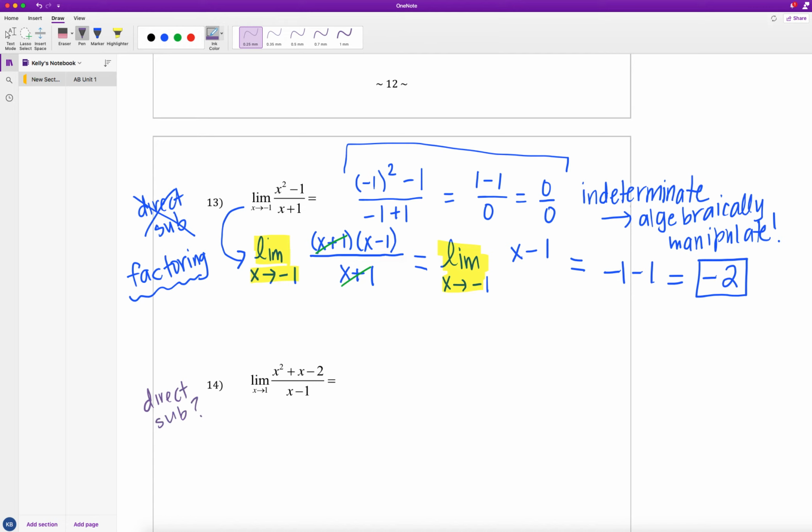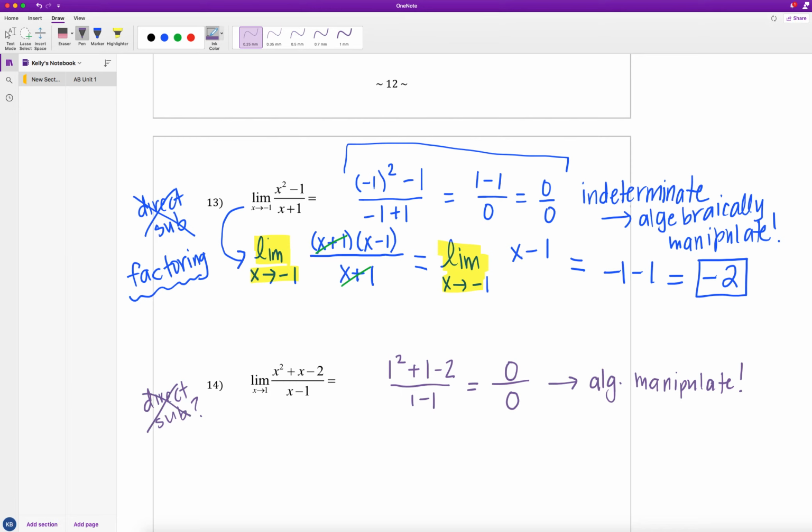So if I directly sub in, let's see what happens. I get 1 squared plus 1 minus 2 over 1 minus 1. Well, I'm already noticing that I'm going to get 0 in the denominator. Let's see what I get in the numerator. Well, in the numerator, I'll get 1 plus 1, which is 2. 2 minus 2 will give me 0 again. So again, I have this indeterminate form, so I'm going to have to go ahead and algebraically manipulate this limit so that I can be able to evaluate it. So direct substitution right away did not work.